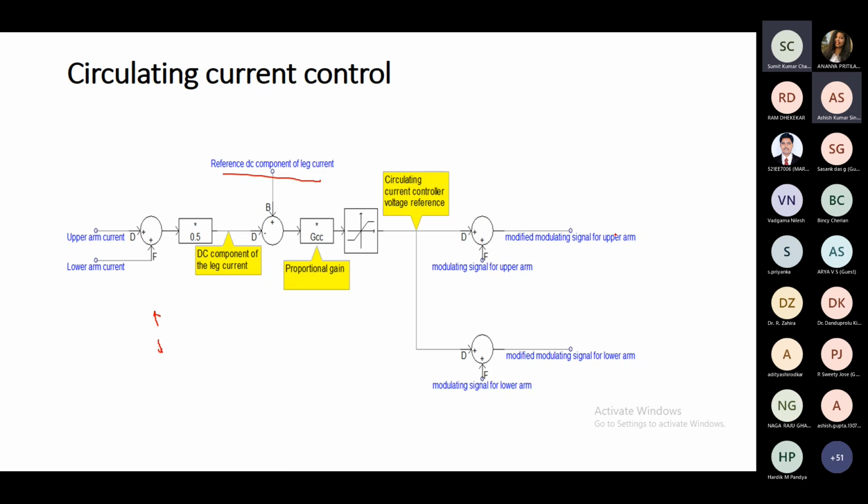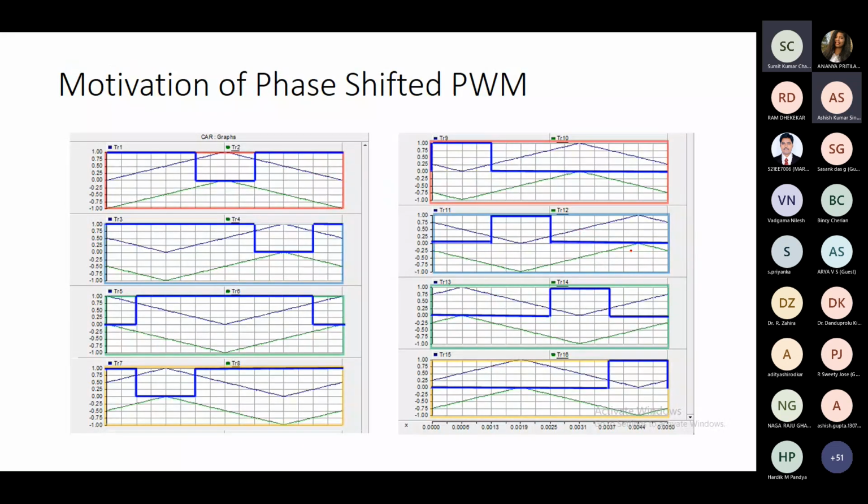Of course, the arms should be capable of generating this modulating signal. That means when the ripple is there and the capacitor voltage dips to minimum, or the arm voltage dips to its minimum, or the sum of all cell voltages dips to minimum, then also the arm should be capable of producing this modified modulating signal. Okay, so that's the essence of circulating current control.